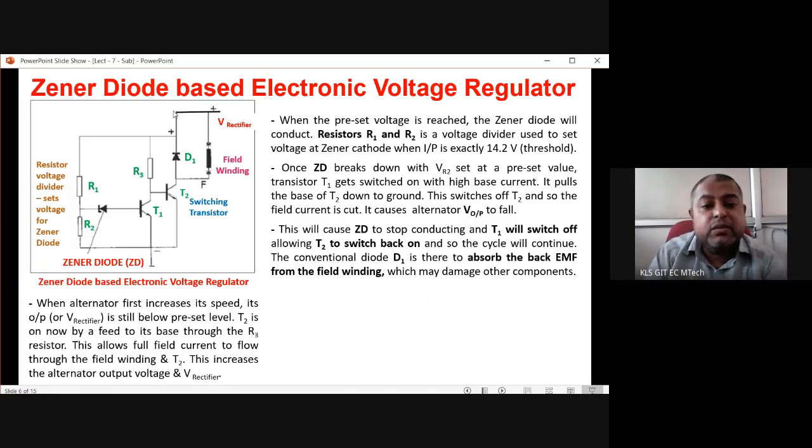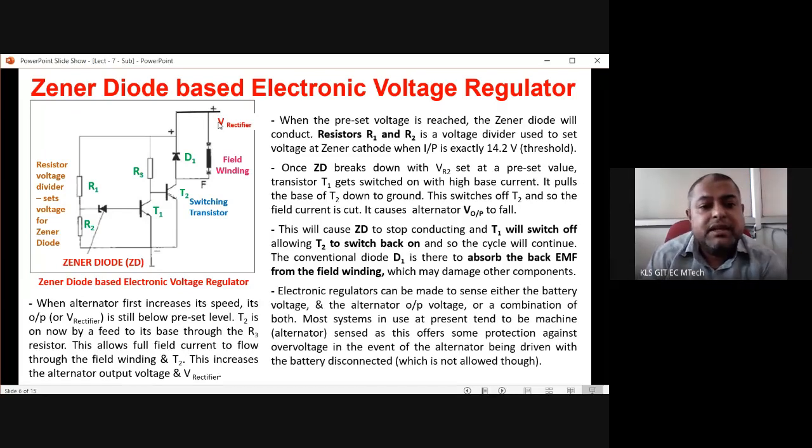And there is a diode called D1. What is the job of D1? This is not explained. D1 is there to absorb any kind of back EMF from the field winding. There is an inductive field, and an inductive field produces some back EMF. That back EMF should not disturb the alternator function. So that's why the conventional diode D1 is there to absorb the back EMF from the field winding of the rotor of the alternator, which may damage the other components. So this is the functioning of the electronic voltage regulator.